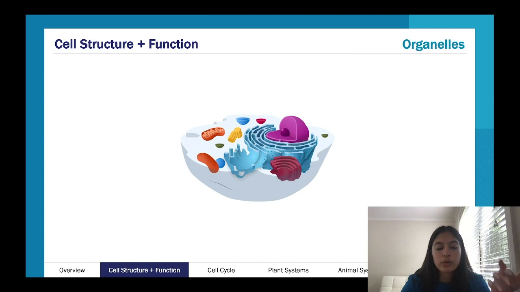So organelles in general, here we have an animal cell. We've got a couple of organelles here. Obviously, you can tell by the way they're drawn. We've got our endoplasmic reticulum and our Golgi, our nucleus. Some of the other ones are a bit more ambiguous.